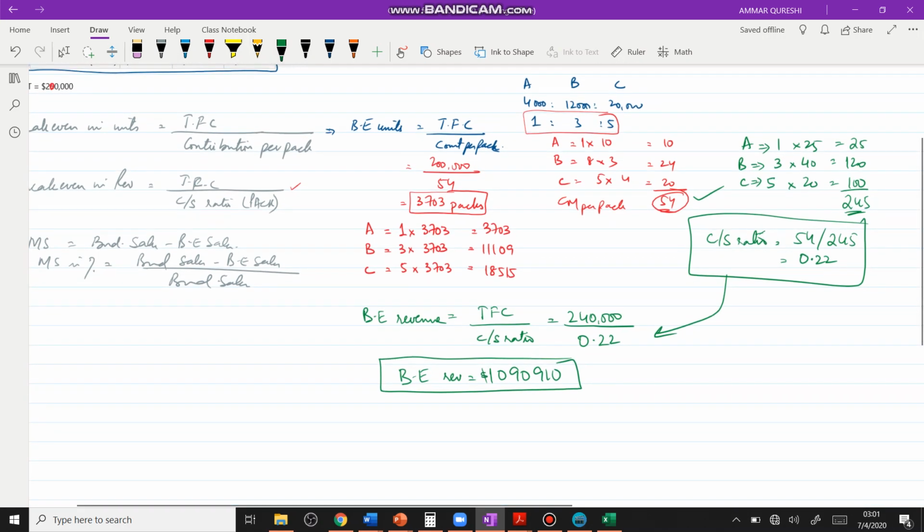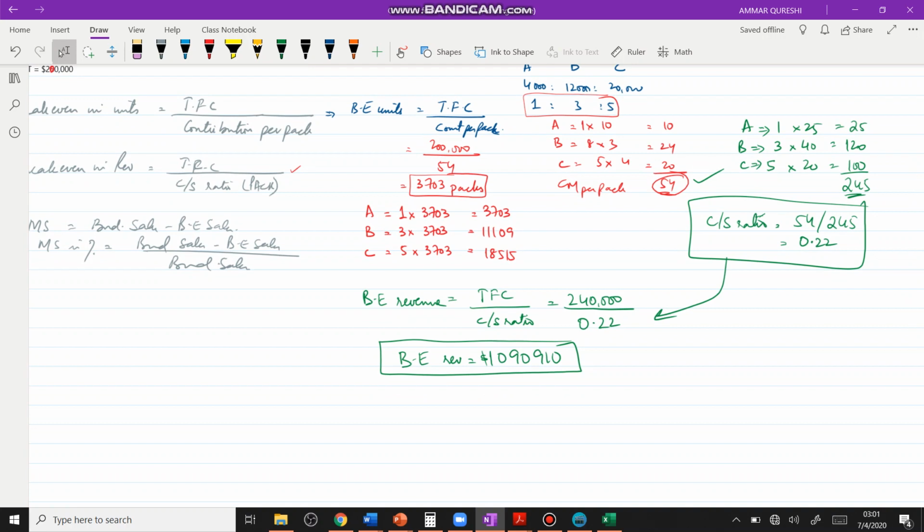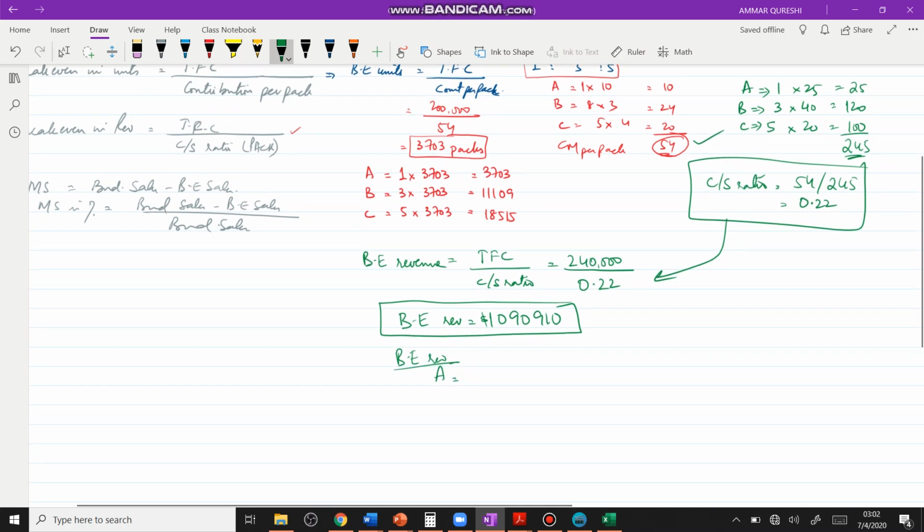So if you want to calculate how much revenue should be generated from product A, B, or C, what you can do is calculate break-even in revenue for product A. You have to distribute this revenue among A, B, and C. So 1090910 divided by 245, multiplied by 25. Because total revenue is 245 and A is 25, so in the ratio 25 upon 245.